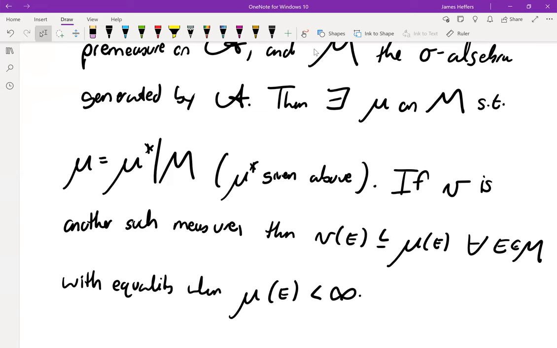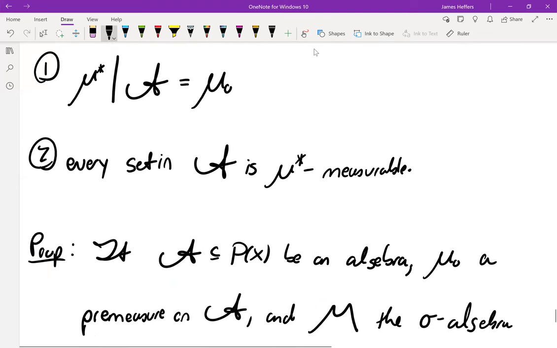sigma algebra is in fact a measure, and it's almost unique because if you have another such measure, you will have equality on every set of finite measure. But if the measure of E is infinite, it's possible the measure of ν might not be infinite. But as long as they're finite, you'll have equality. So that's how we can build pre-measures into measures. So that's pretty neat. Again, we won't prove this.